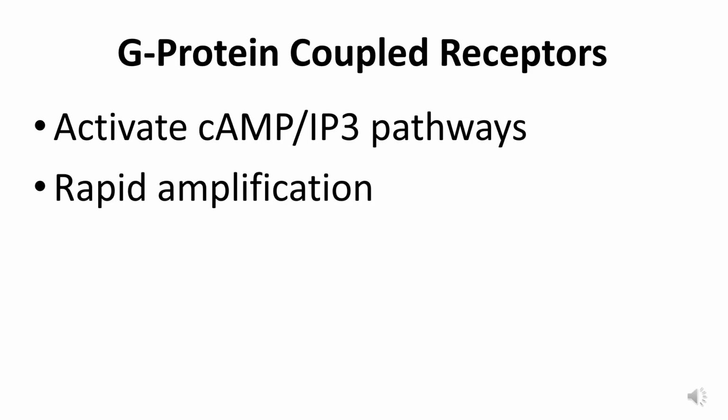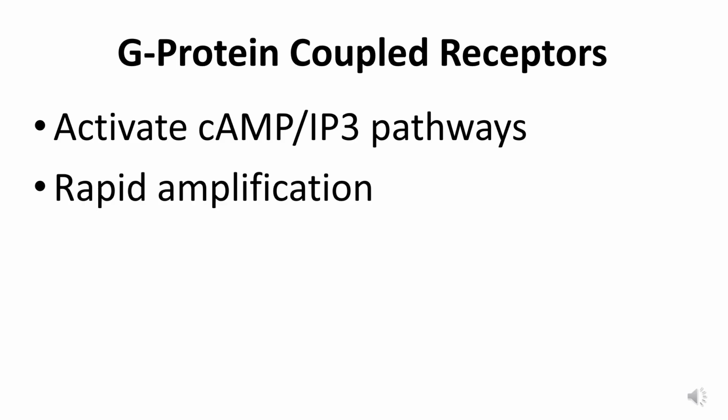G-protein coupled receptors, or GPCRs, are one of the most important signaling systems in the body. They help cells respond quickly to hormones and neurotransmitters. These receptors are found on the cell surface. They are especially important for water-soluble hormones. When a hormone binds, the receptor changes shape. That activates a nearby G protein inside the cell membrane. The activated G protein then triggers internal signaling pathways.